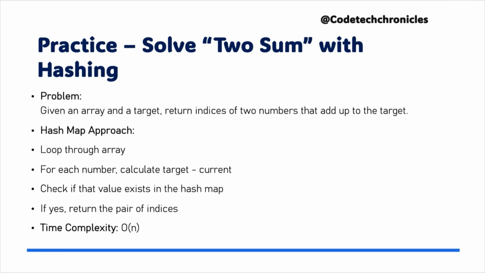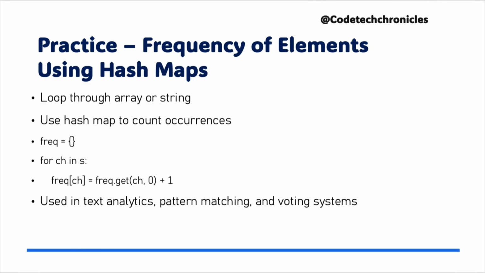Practice. Let's solve a classic interview question, two-sum. You are given an array and a target. Return the indices of two numbers that add up to the target. Approach: loop through the array, for each number calculate target minus current, and check if that value exists in the hash map. If yes, return the pair of indices. Time complexity O(n), blazing fast with a hash map.